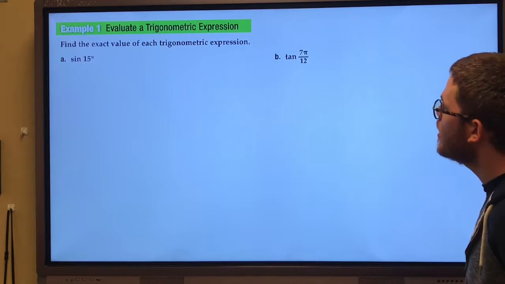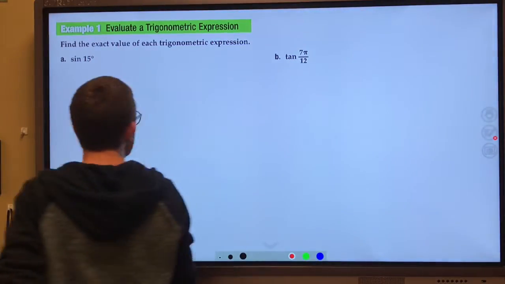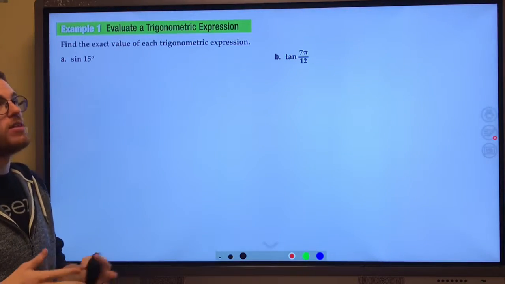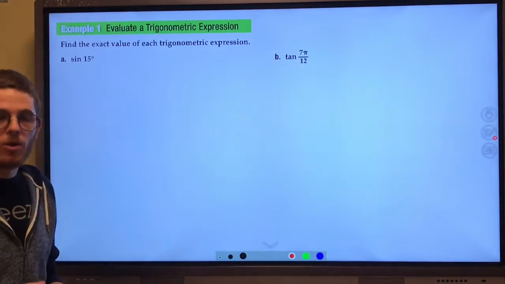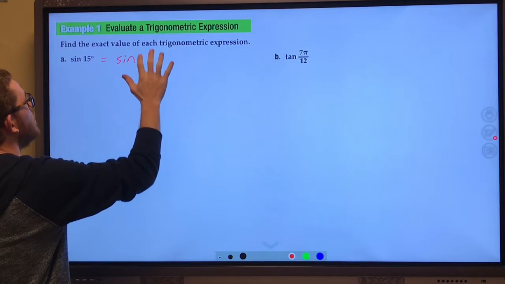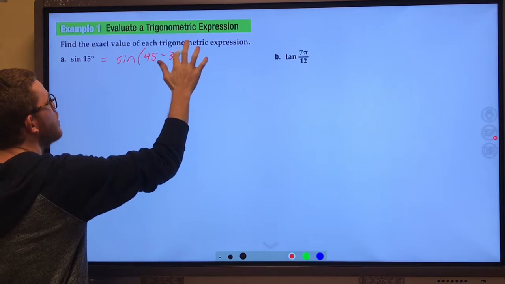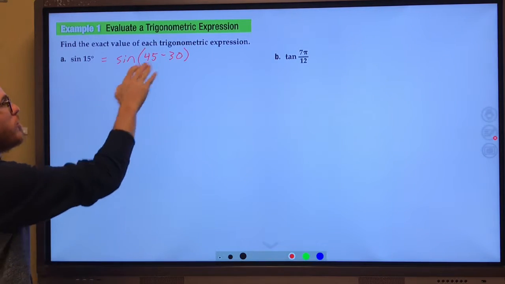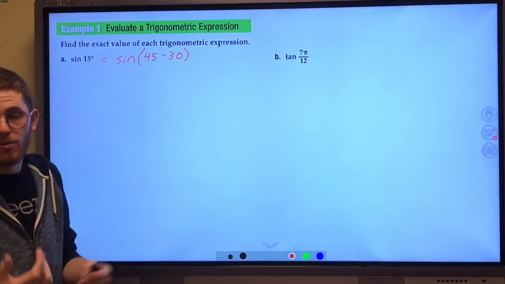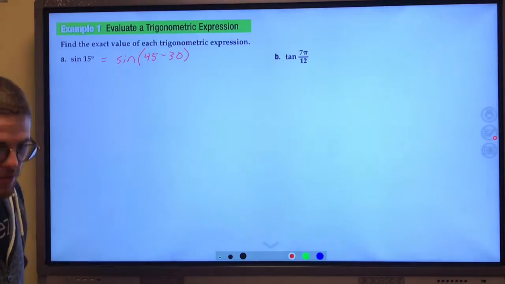We want to find the exact value of each of these trig expressions. Here we want to find sine of 15 degrees. Well, how can we get 15 degrees out of the different values we already have? Well, we can rewrite this as sine of 45 minus 30. We know sine of 45, we know sine of 30, and that can get us 15, because we know 45 minus 30 is 15. So now we're going to perform our difference identity.